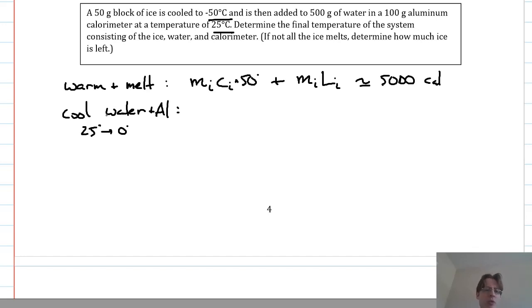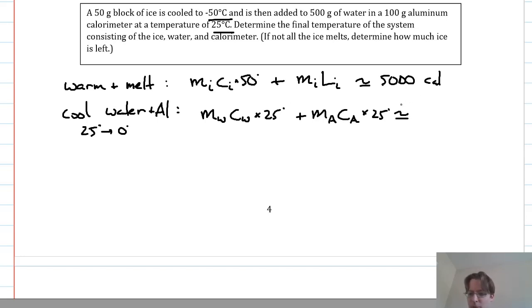Just suppose you took the heat out of the water and the aluminum to cool it down to 0, how much would that give? So let's see. I would take the mass of the water, C for water, the delta T would be 25, plus the mass of the aluminum times the specific heat for aluminum, which is about 0.2, times 25 degrees. And that's about 13,000. When you plug in the masses and everything else, it comes out to be about 13,000 calories.